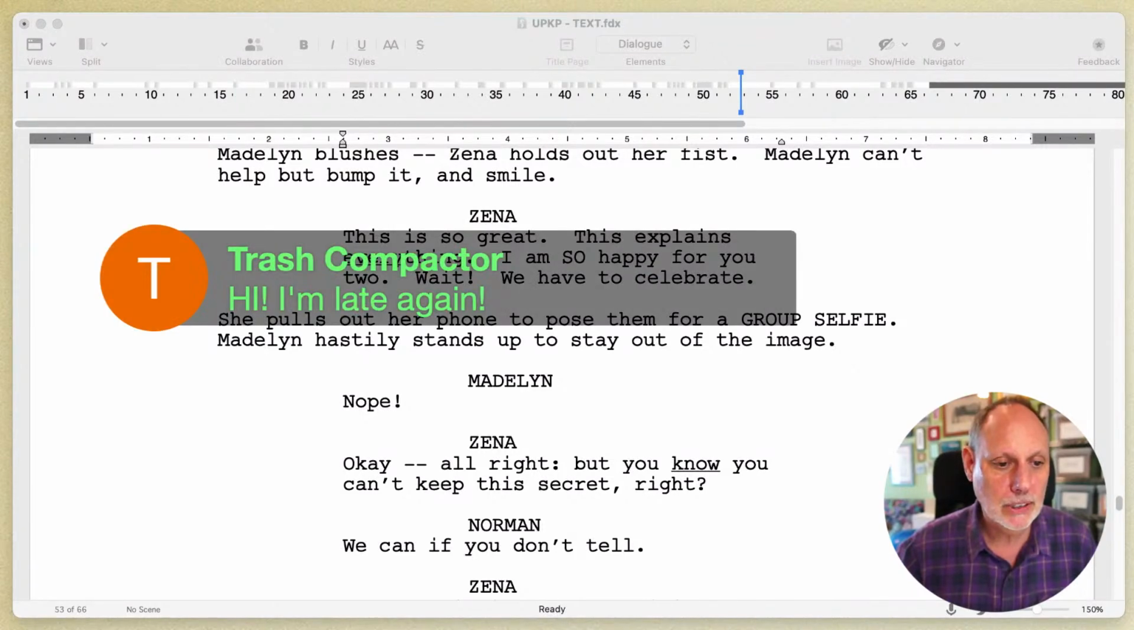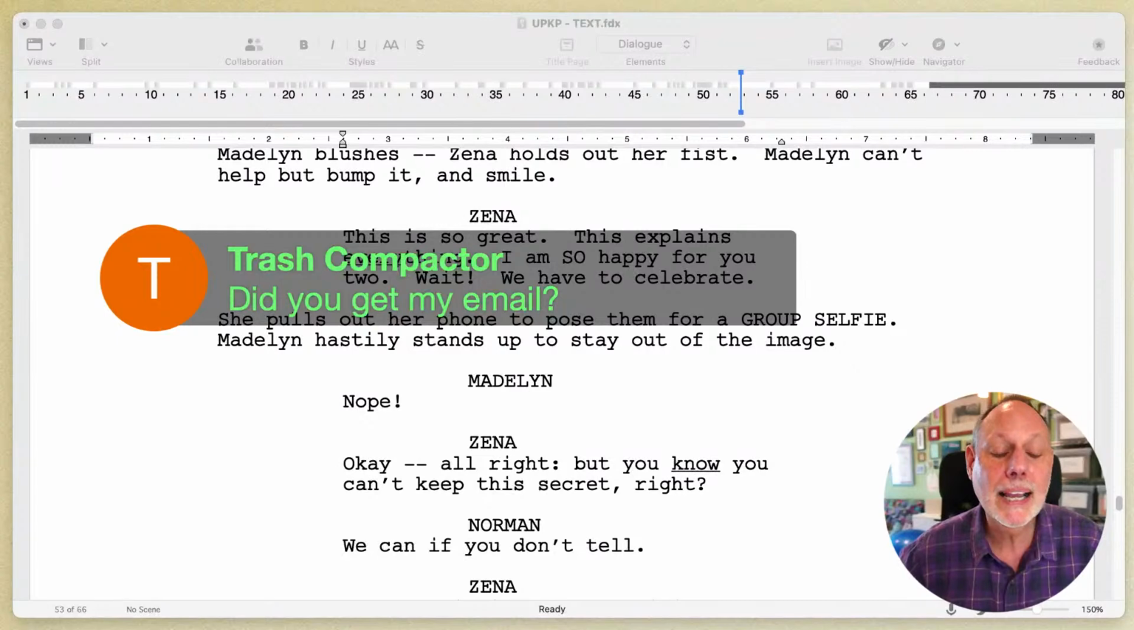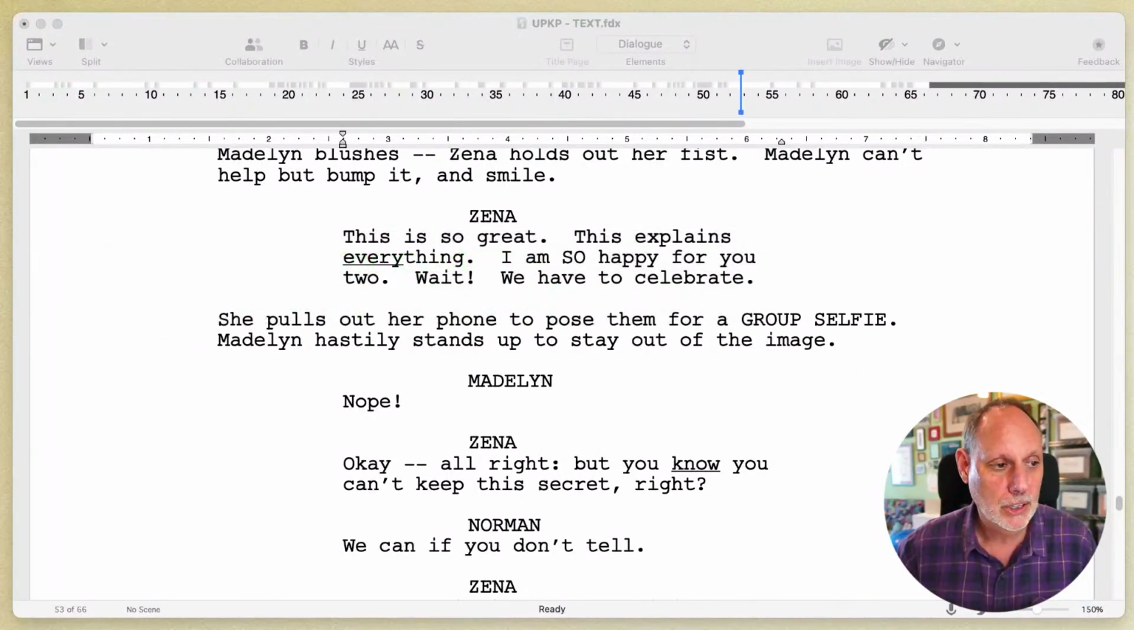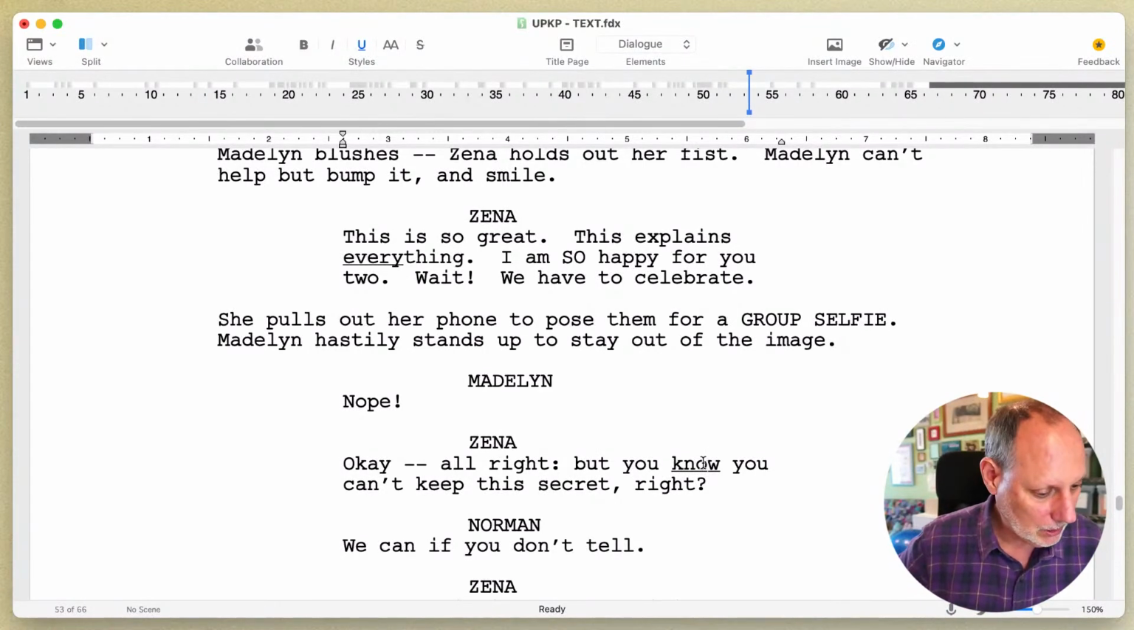Hi, Trash Compactor. Yes, did you get mine? I thought I sent you an answer. My answer was nobody's volunteered yet to use you as a transfer point. But I'm holding on to yours in case someone does. Thank you for asking. Okay.